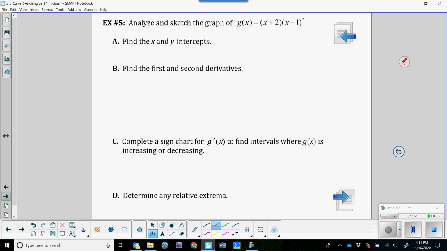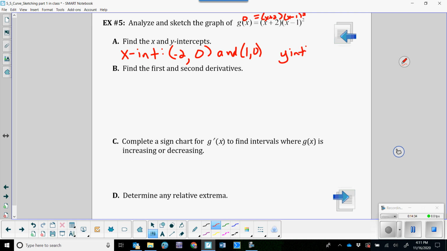So for this graph that we don't know what it looks like, that's kind of the point, we want to find the x and the y intercepts. To find x-intercepts, they're points, and we're going to set y equal to 0. So if we set y equal to 0, that means we have 0 equals this thing, right? And so if 0 equals that, then we know that our points are (-2, 0) and (1, 0). So those are our x-intercepts.